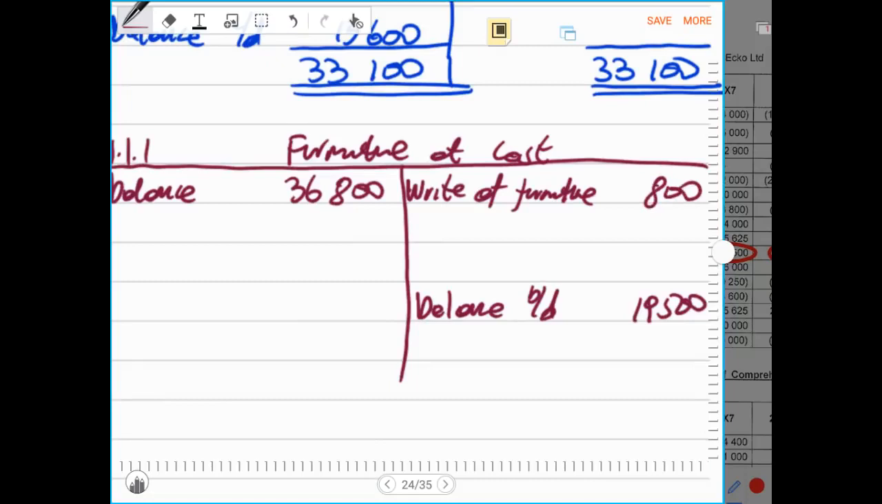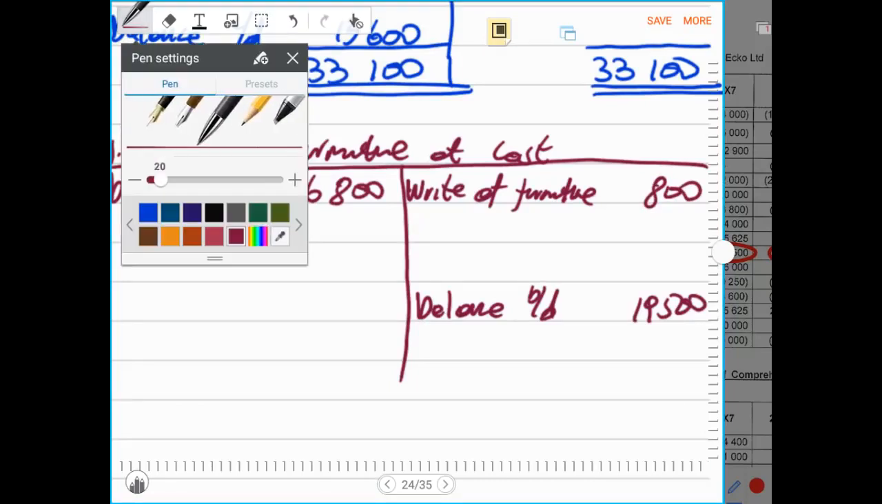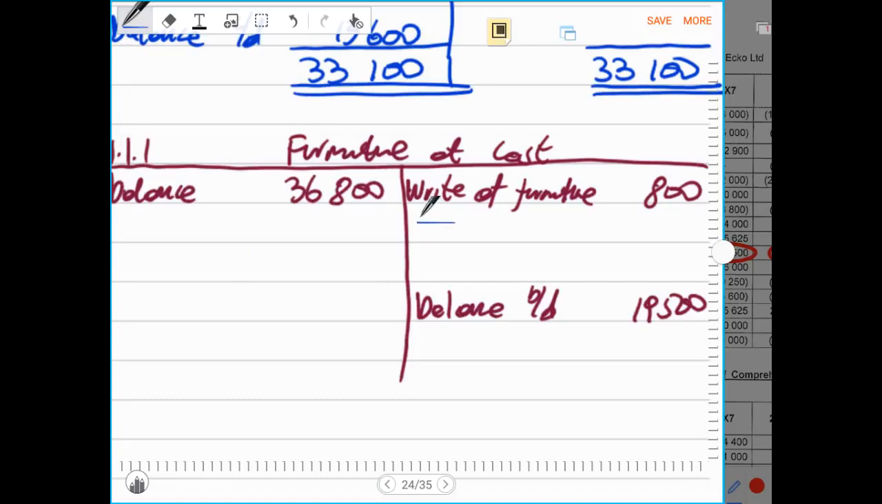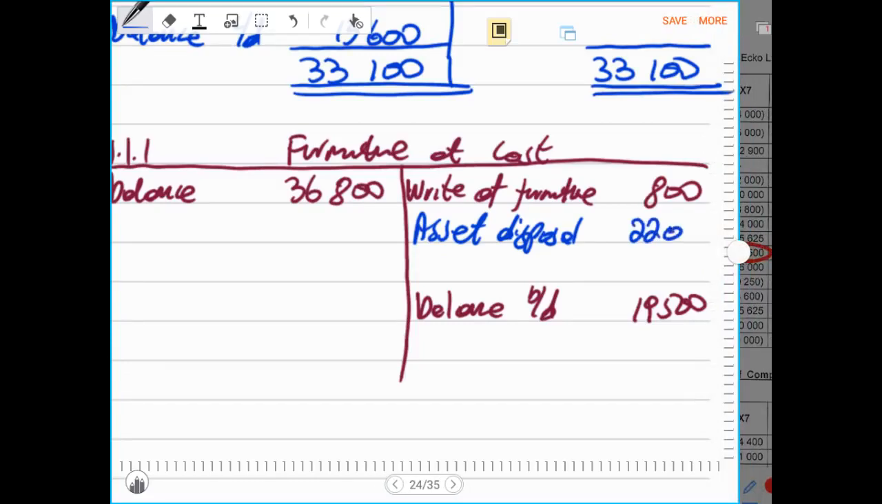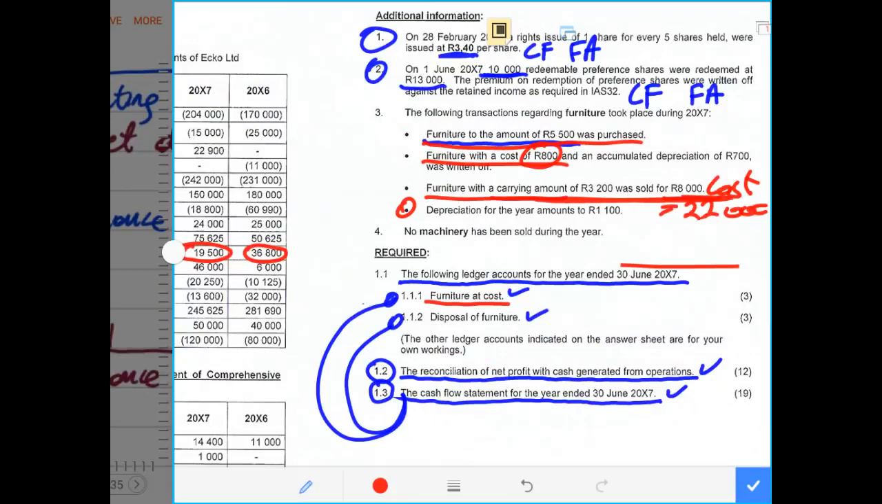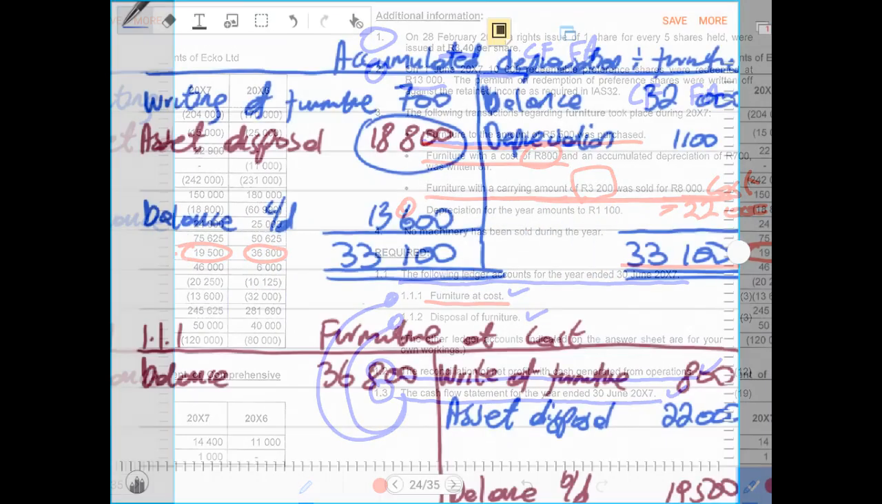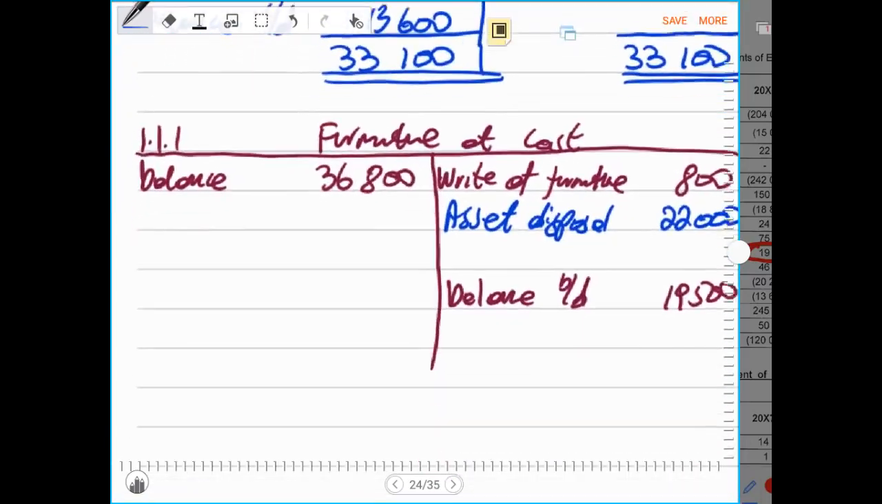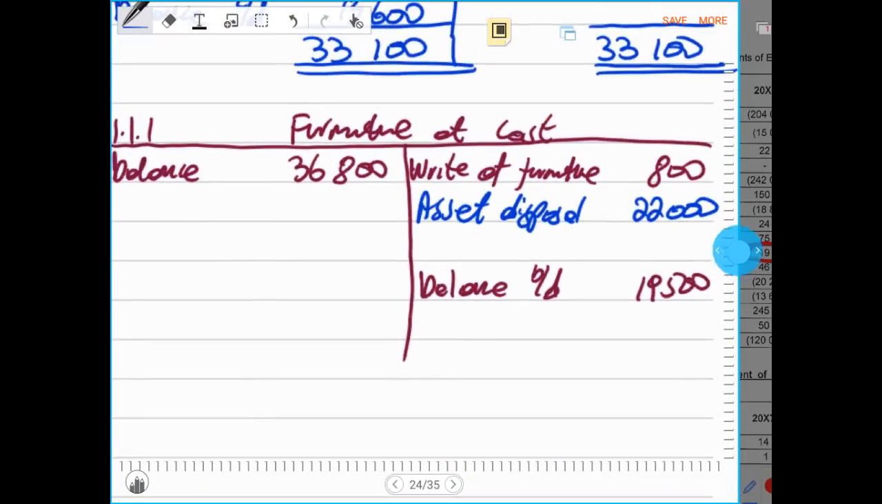Then we also know that there was a furniture that was sold. Remember, there was a furniture that was sold where we calculated the cost price for that. Therefore, now it will be asset disposal on the credit side, and that will be 22,000 rands. We have calculated that to be 22,000 rands. Remember, we said 18,000 plus the carrying amount of 3.2. And that gave us the cost of 22,000 rands. And this furniture was sold at a profit of 4,800 rands.